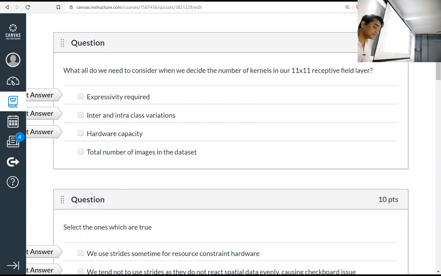Now you look at the last one, total number of images in dataset. This is not the answer for this one. Why is that so? It depends on the particular size of the kernel, so it is not based on the data set. Yes, the reason it is not the answer is that we are saying this is a general truth, and this is not a general truth.